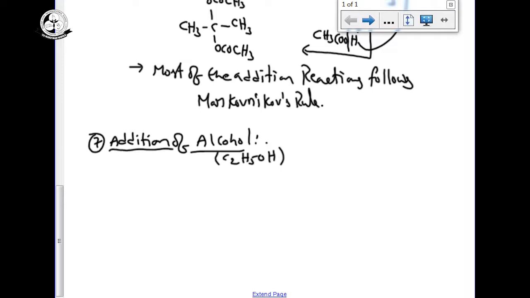So I am taking an alkyne, add alcohol, in the presence of mercuric sulfate, HgSO4, we can get finally aldehydes.